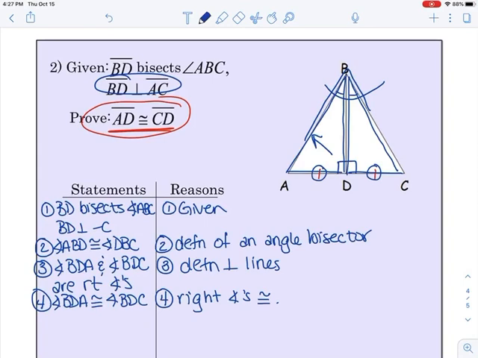And now I need one more piece of information. Again, I have this angle up here now, and I have this pair of angles down here. So I need one more piece of information to prove the triangles congruent, and that's going to be that BD is congruent to BD. And the reason for that is the reflexive property.